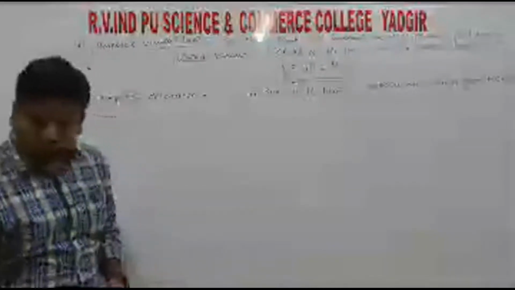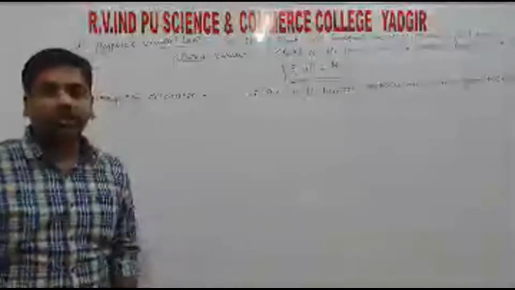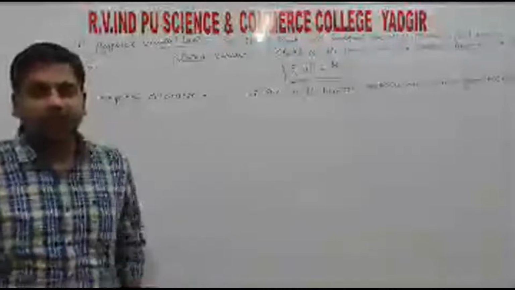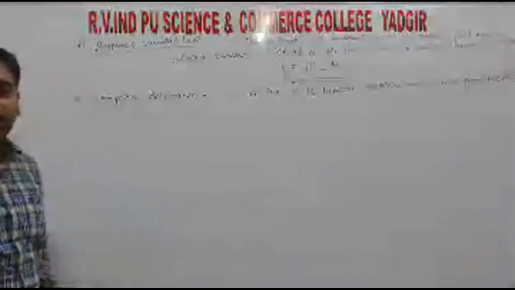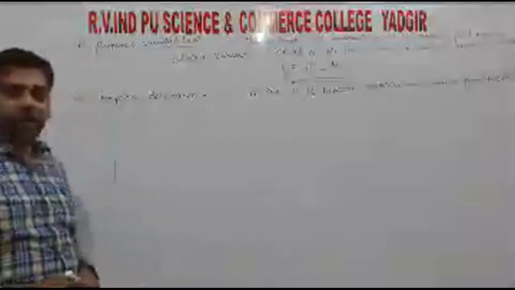Next, the 16th question: where on the earth's surface is the magnetic dip zero? Magnetic dip is nothing but the inclination. At the equator the magnetic dip is zero, and at the poles the magnetic dip is maximum.